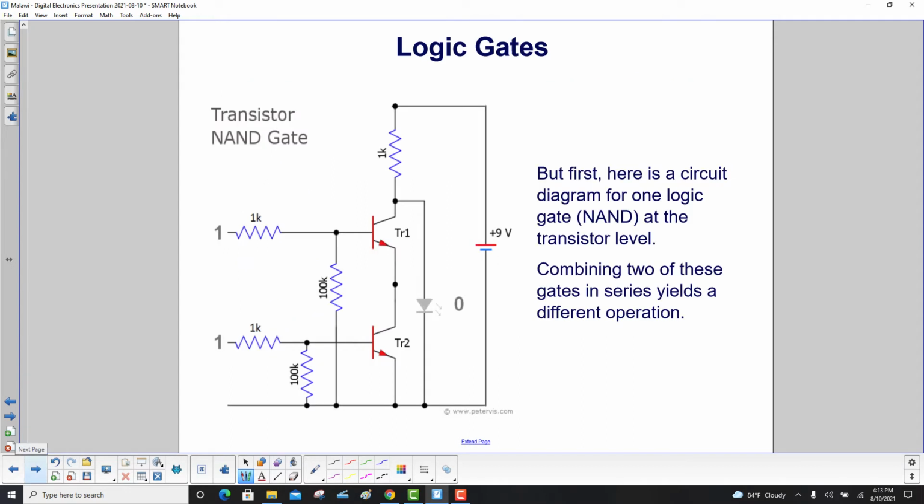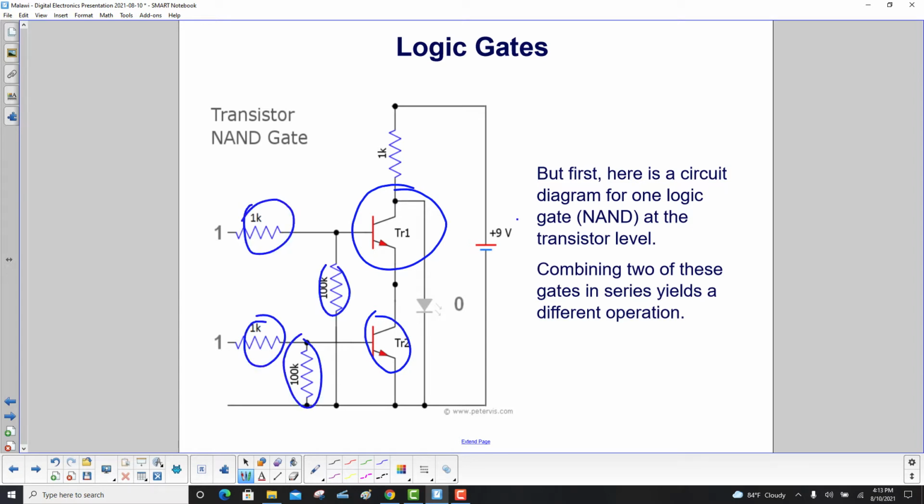But first, here is a circuit diagram for one logic gate, the NAND gate, at the transistor level. Combining 2 of these gates in series yields a different operation. So we've got a transistor here, we have several resistors, and then we have a power supply over here, and it looks like we have a diode over here.